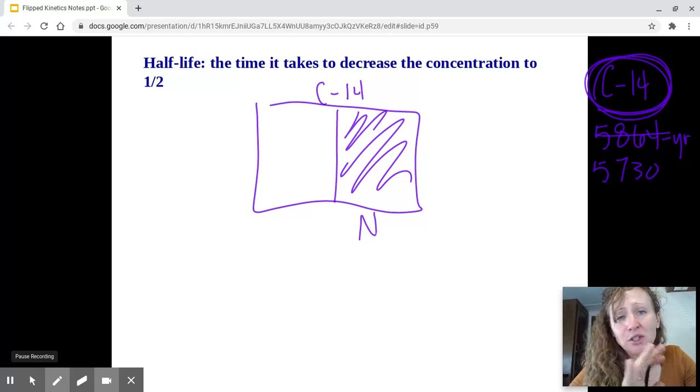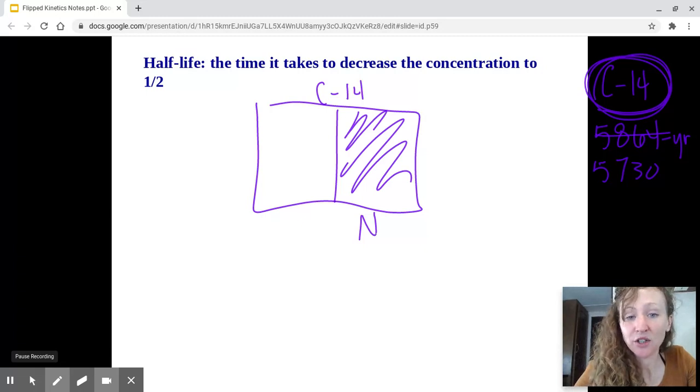I don't know, it's a nuclear reaction. We don't deal with these things. I think it gives off like an alpha particle or a beta particle or something like that. And half of it is now nitrogen. The other half is still carbon-14.